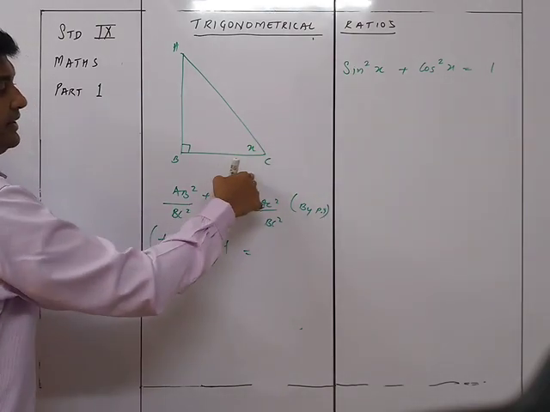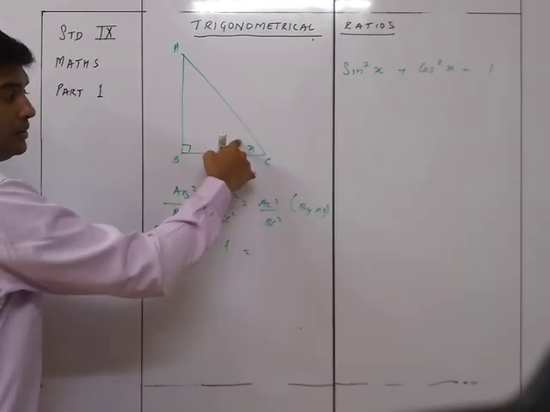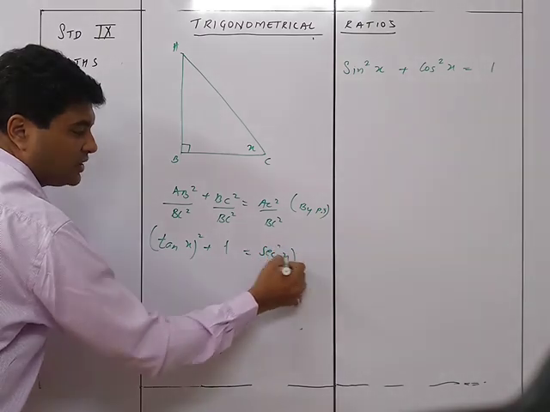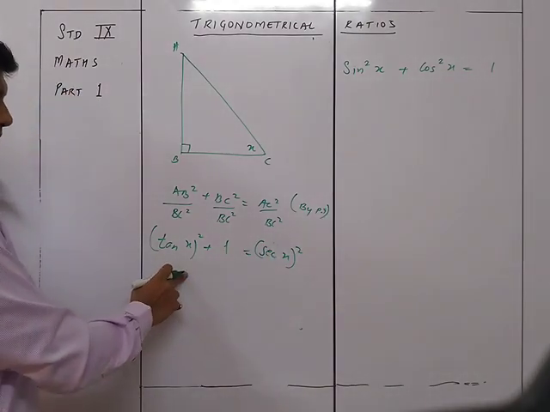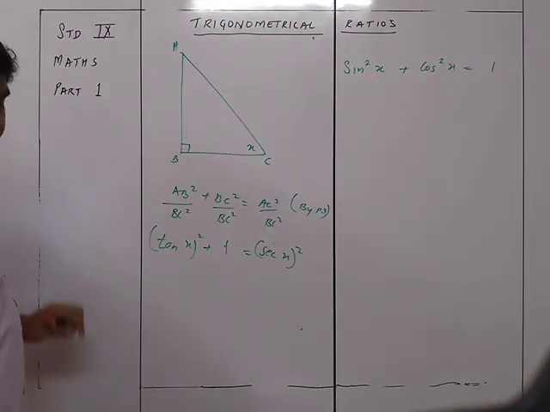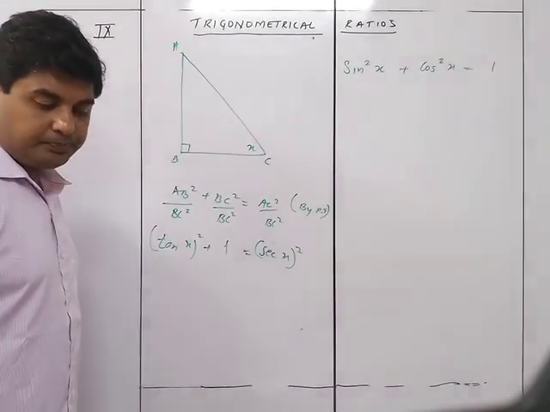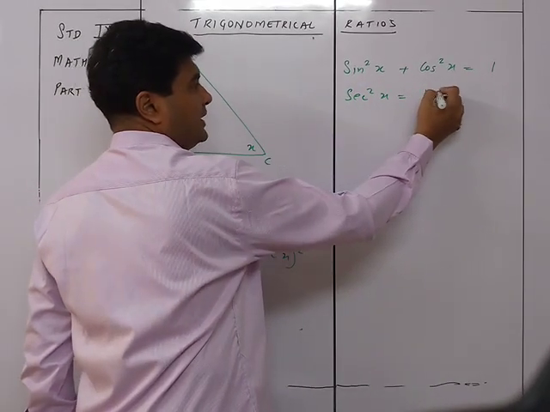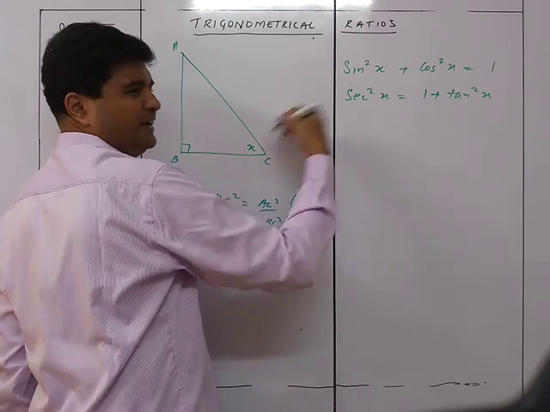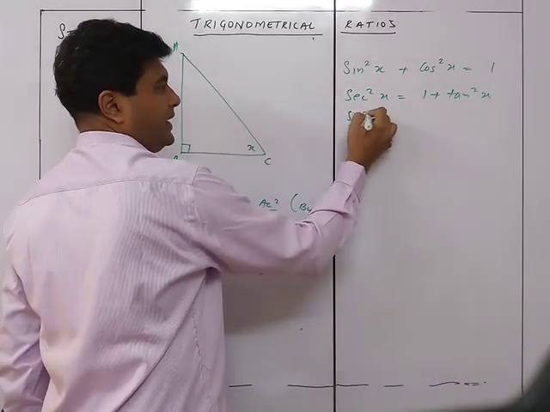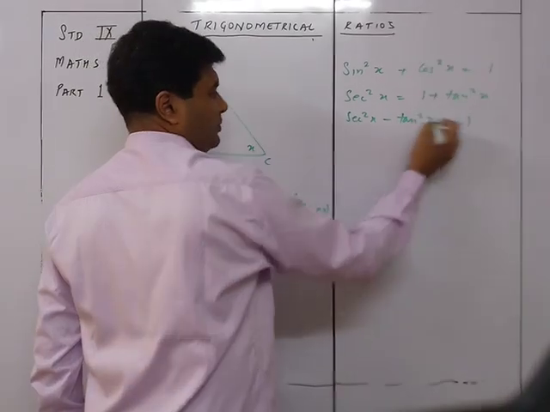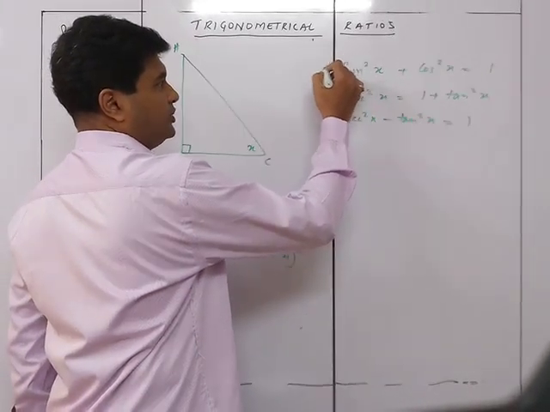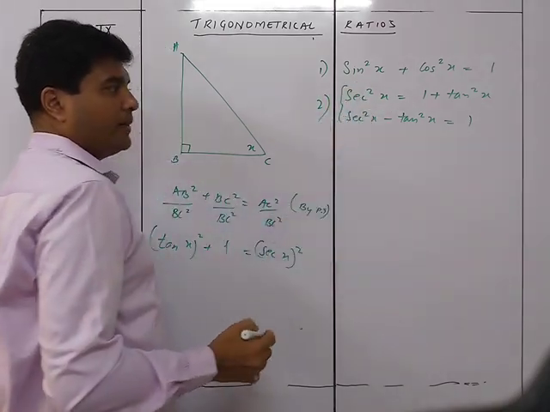Now AC upon BC is automatically going to be what? Hypotenuse by adjacent, that is the reciprocal of cos, that is sec. So this is sec x the whole square. Accordingly, we have tan square x plus 1 is equal to sec square x, or we can write it as sec square x is equal to 1 plus tan square x, or we can go on juggling around, so we can have sec square x minus tan square x is equal to 1, or sec square x minus 1 is equal to tan square x. All of these are possibilities. So this combined thing is the second one.